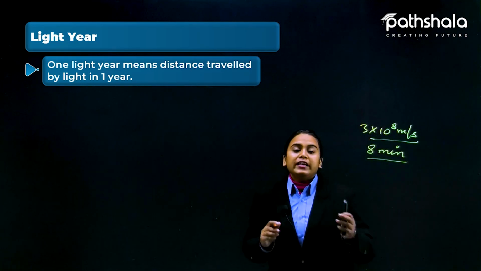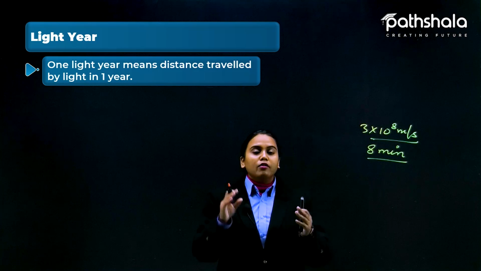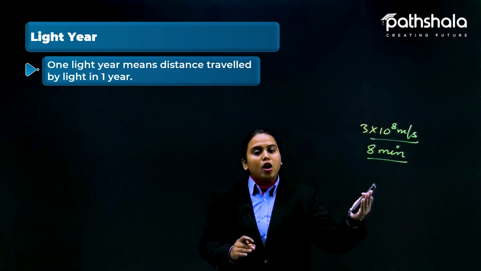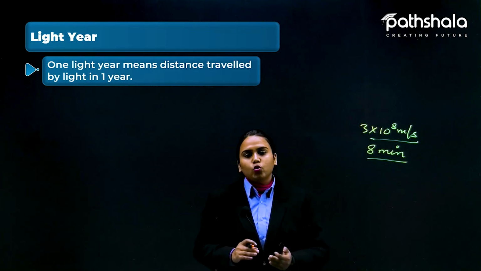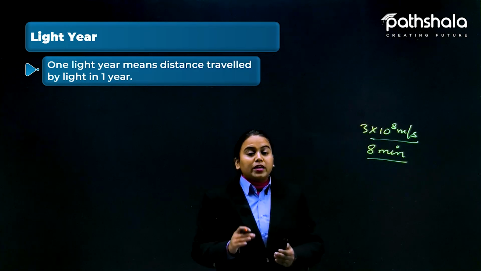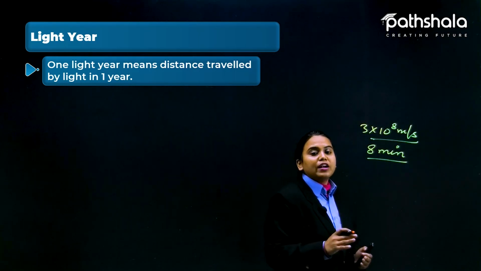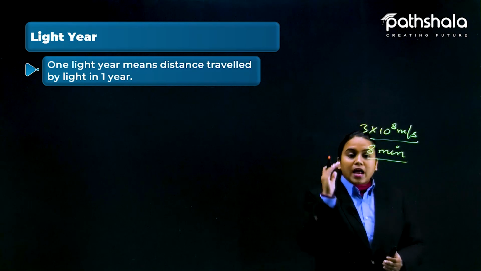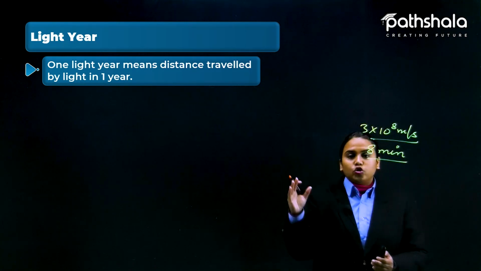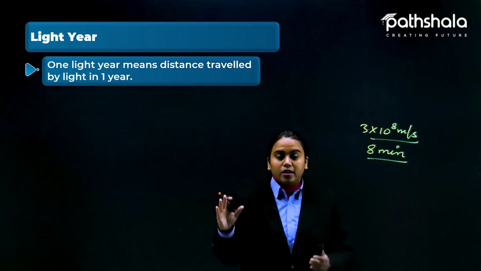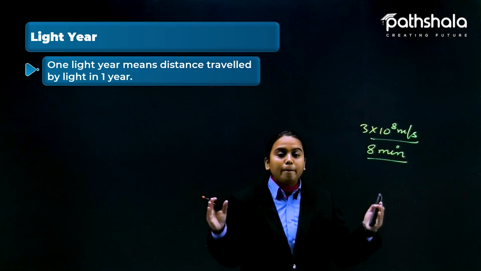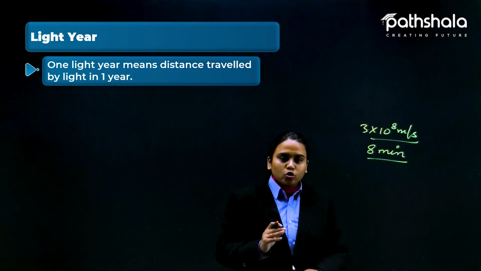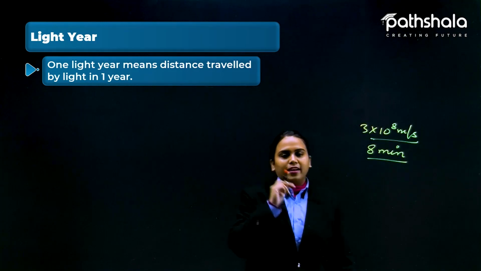So see, 15 crore kilometers can be covered in just a few minutes because the speed of light is too high. The distance that can be traveled at this speed in a year is the light year distance. So you can imagine how big that distance would be. Now we are going to calculate that.